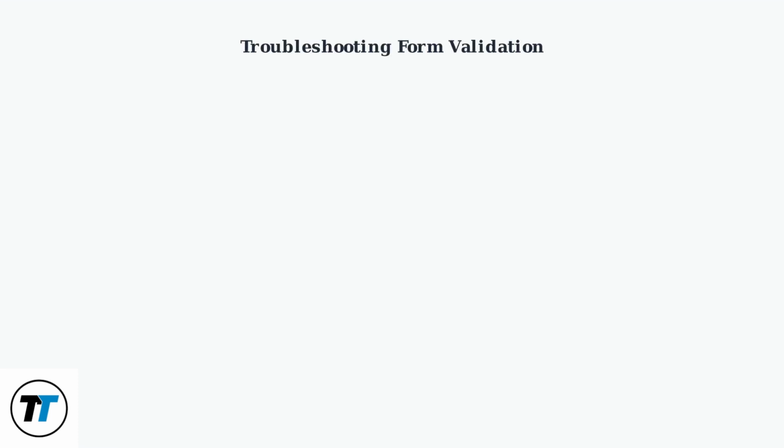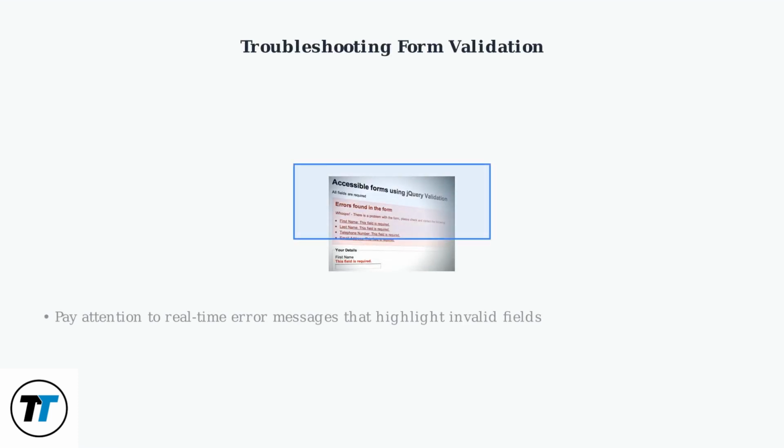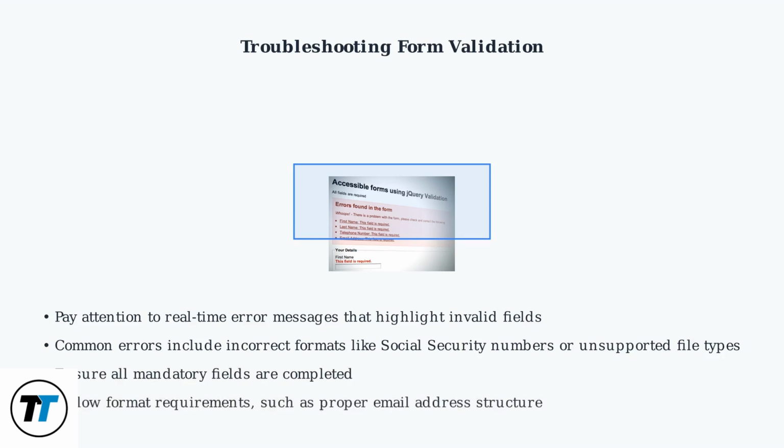When filling out forms on Coinbase, pay close attention to any error messages displayed in real time. These messages highlight specific fields with invalid inputs, like incorrect social security numbers or unsupported file types. Make sure to fill out all mandatory fields and adhere to the format requirements, such as proper email address format. Clear any existing errors before submitting.